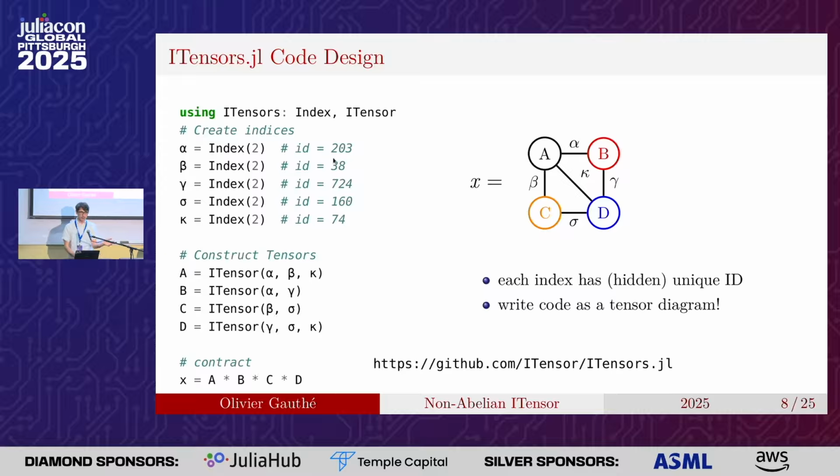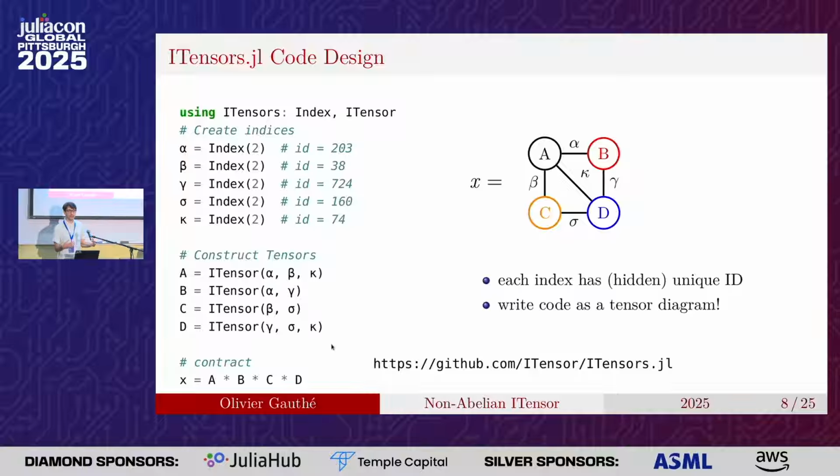Well, I can see it, but the point is I now just need to remember I have these edges. I construct the tensors from the indices I just defined. So the size of this tensor is the size of alpha, beta, and kappa, which is defined here. Here it's always 2, but of course it can be anything. And now if I want to write the contraction, I can just say X is a product of these tensors.